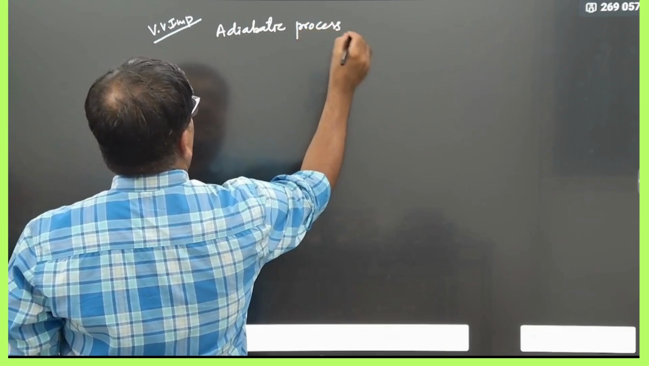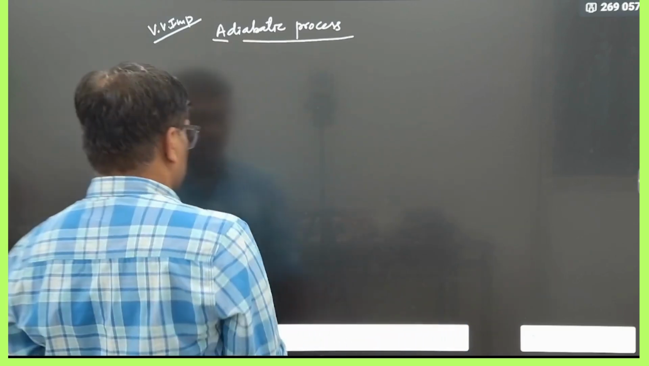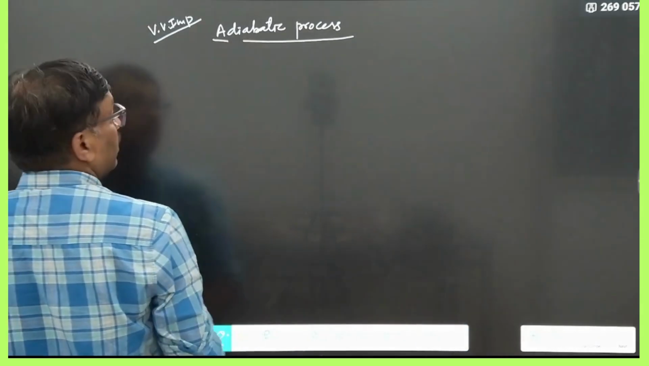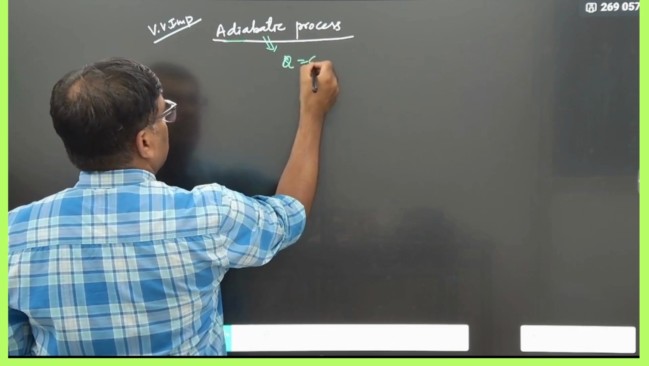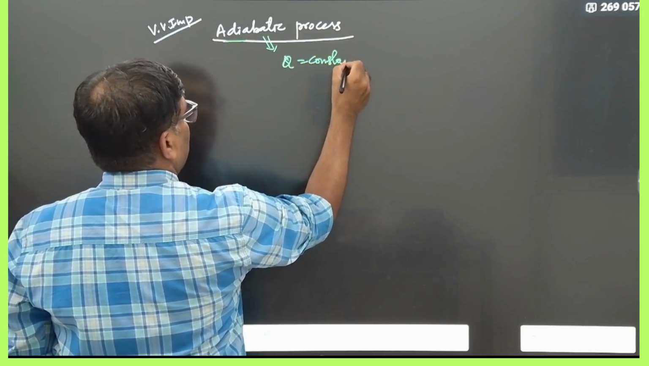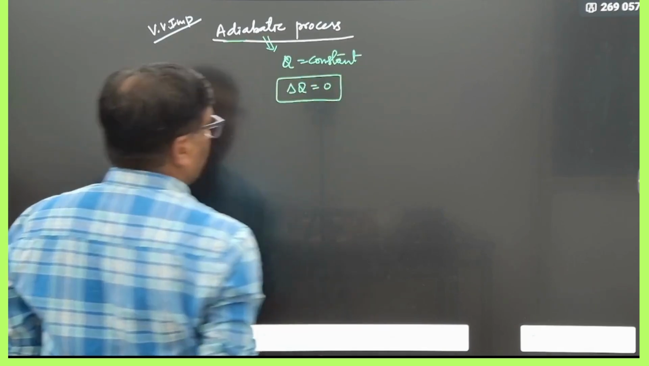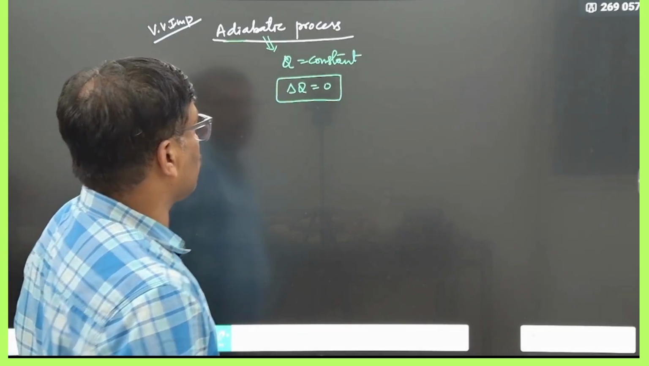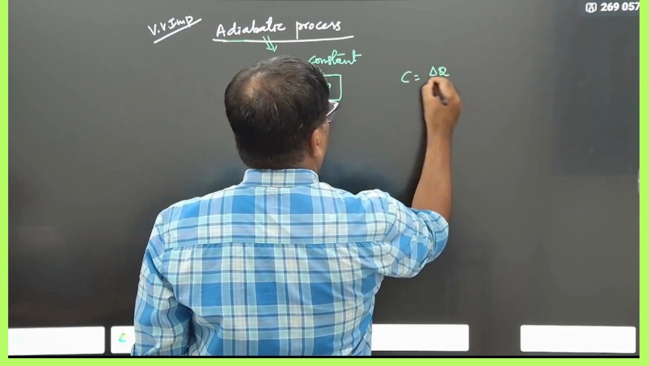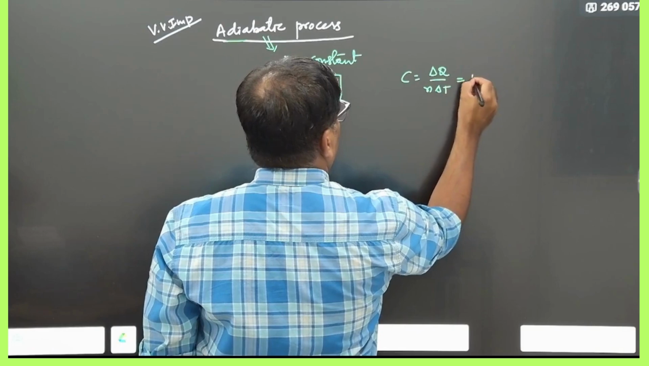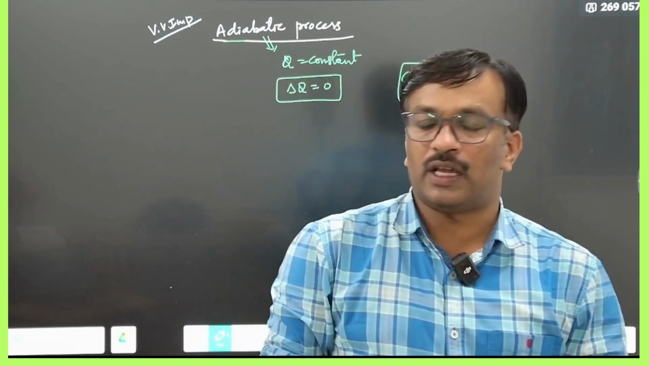Very important, that is the adiabatic process. So what is this adiabatic process now? You might have studied. In an adiabatic process, Q remains constant, therefore heat will not be able to exchange, or change in heat energy should be equal to 0. Heat energy should be 0. So what should be the specific heat now? Specific heat should be equal to delta Q by n into delta T. So it will be equal to 0. That means specific heat for the adiabatic process should be equal to 0.